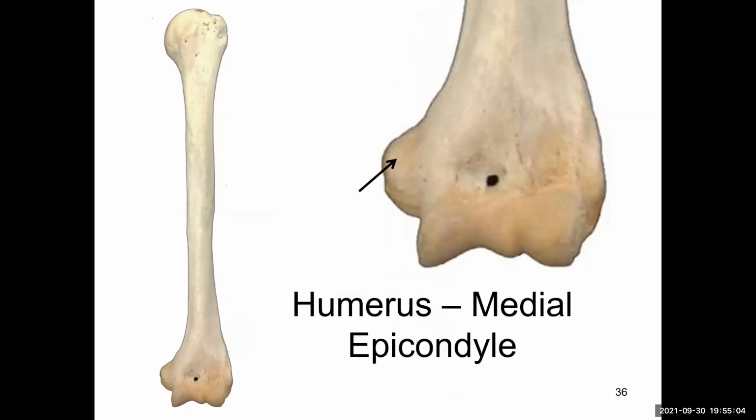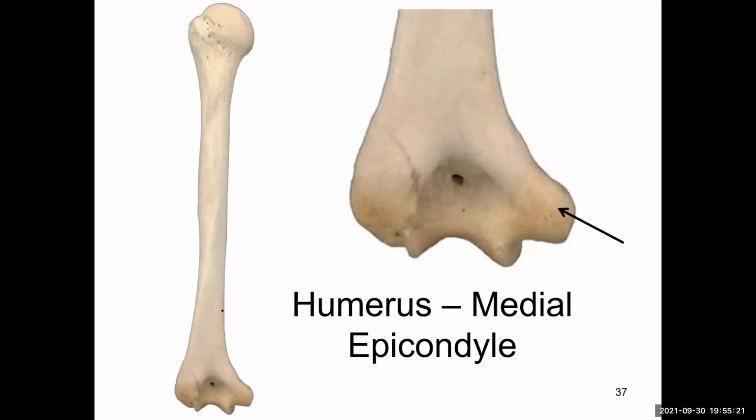Now that big bump on the medial side of the bone, that is the medial epicondyle. The ulnar nerve runs behind that. So when you bang that, you have that weird sensation, and people say, I hit my funny bone. Okay, that's the medial epicondyle.